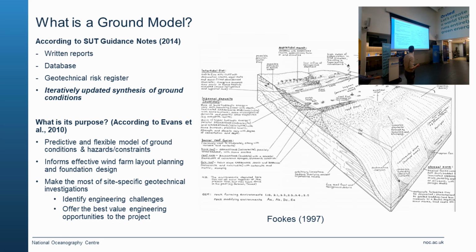Trevor Evans had a really nice 2010 ISFOG paper, I encourage you all to read it. In this, he lays out the purpose of a ground model and says this is going to be a predictive and flexible model of ground conditions and hazards and constraints. This was developed for offshore oil and gas developments, but it equally works for large renewable developments as well. Its purpose is to inform effective wind farm layout planning and foundation design at all stages through the process, and to make the most of those expensive surveys and site investigations you're performing. So one, you identify potential constraints and engineering challenges, and two, you make the most of the opportunities that you can with the data that you have.